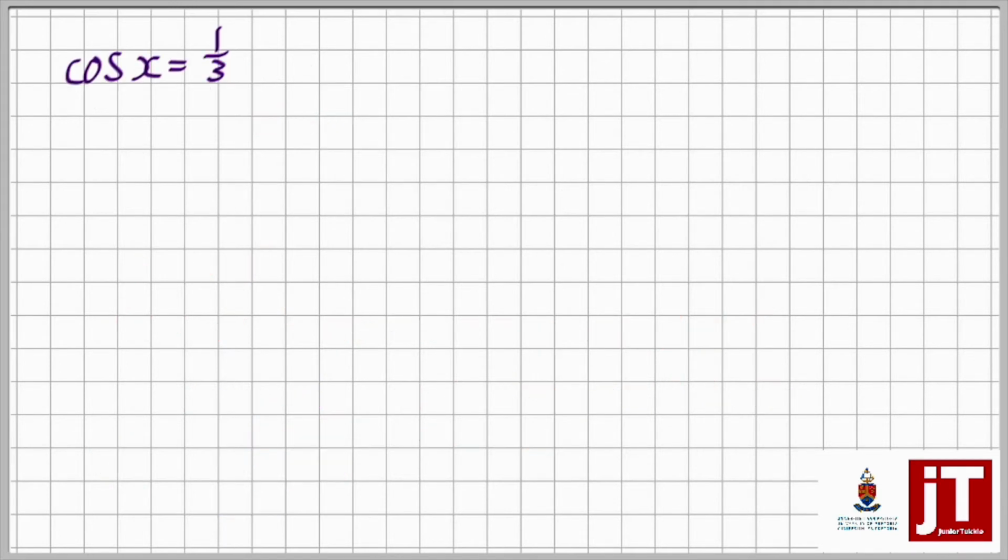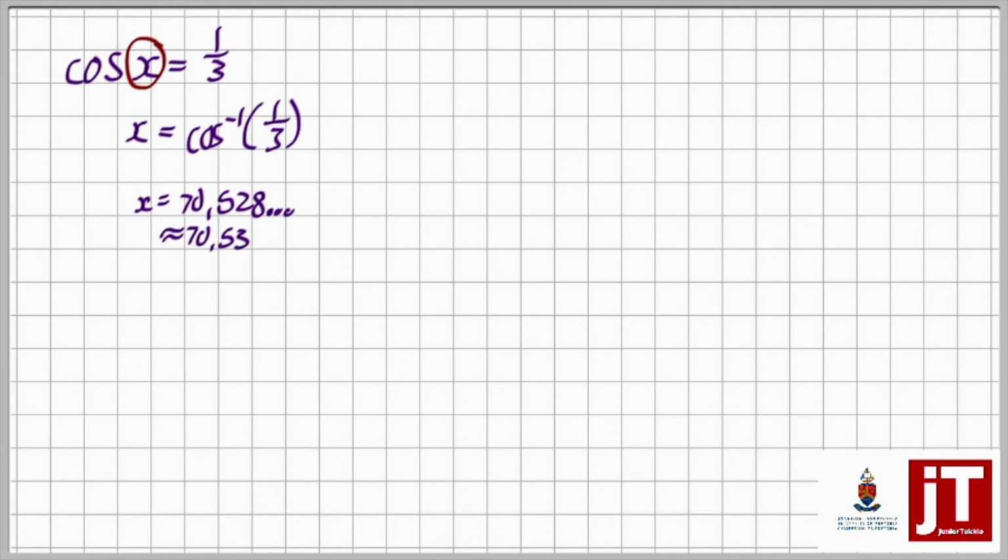Let's have a look at another example. Cos of x equal to 1/3. Still a very easy one, because my function is already isolated. Cos x is alone, so I want to unwrap the present. That x is my inside, that's what I want to get to. The box is cos, so let's unwrap it. x is going to be cos to the negative 1 of a third, or arc cos of a third. Put that in your calculator and you get 70,528 degrees, or 70,53 rounded off to 2 decimals.